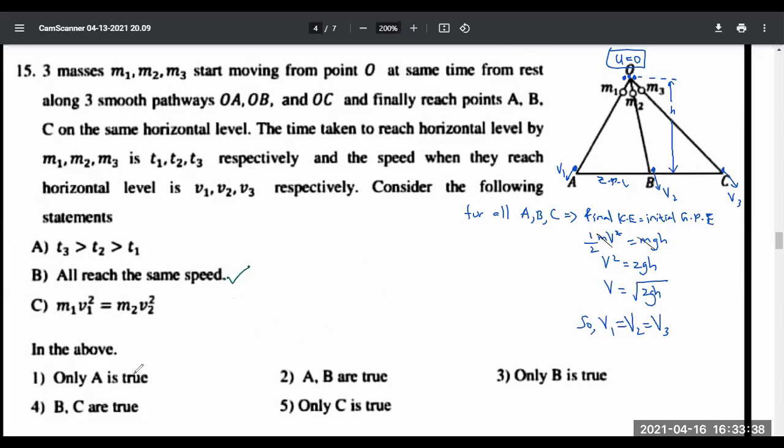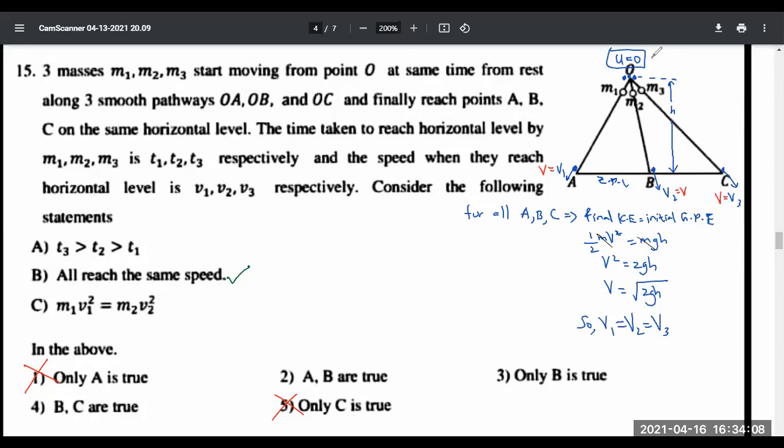So if B is correct, this is wrong. Yeah, 2, 3 and 4 are possible. Okay, then moving on. Now, they are all reaching the bottom at the same speed, v. The speeds are the same. Now we have to decide the time taken.